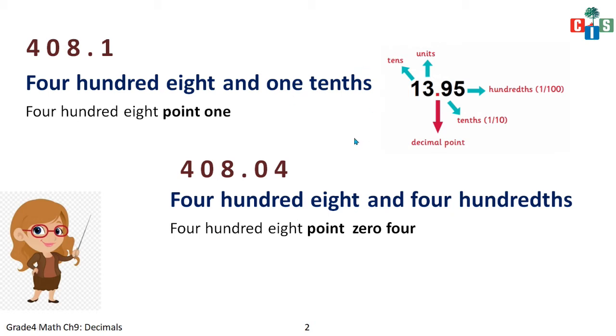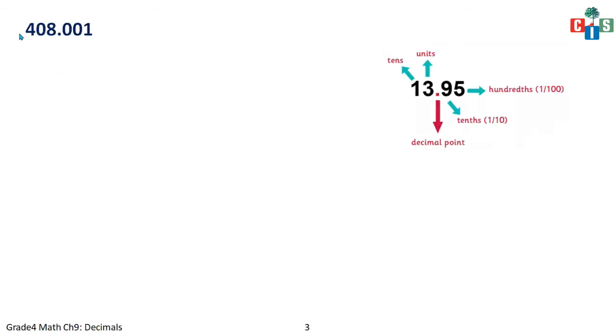Let's take more examples. The other number is 408.001. Now, if it would be the first method, what you will write? 408.001. That's the first way of writing. Now, how you will write in the second way? It will say 408, and for the point you will write and, and what's the number here? It's only 1, so I'll write 1.